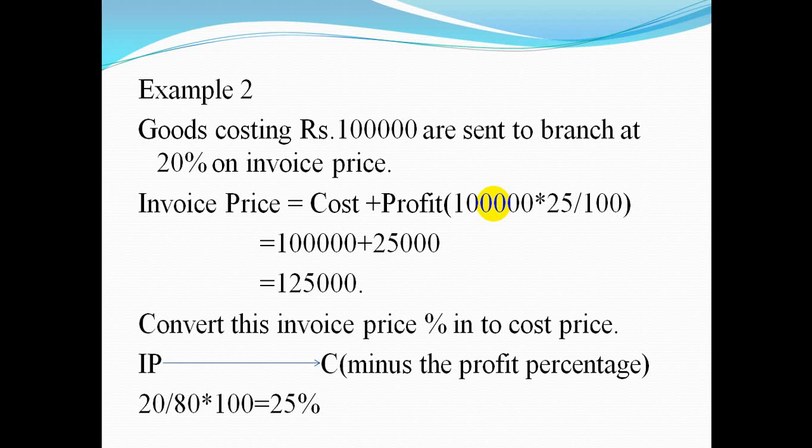So convert this invoice price into cost price. The cost price is the invoice price less profit. So I will mention this minus the profit percentage. When we are converting invoice price into cost price, we have to subtract the profit percentage. That's why I mention 20 divided by 80 into 100 is equal to 25%. Now we got the percentage on cost is 25%.